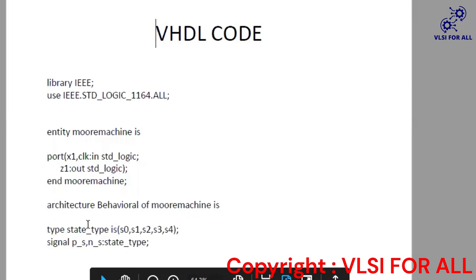So here we consider the type variable. State type has 5 states, S0, S1, S2, S3, S4. We declared these as state type, and here we consider two signals, present state and next state, which are of state type.